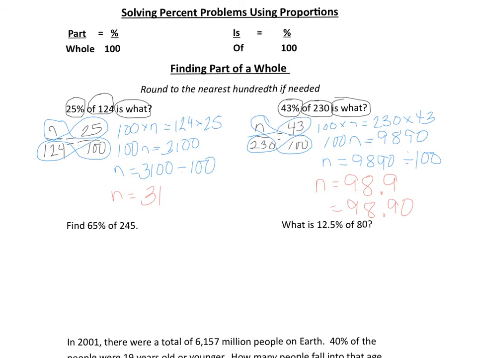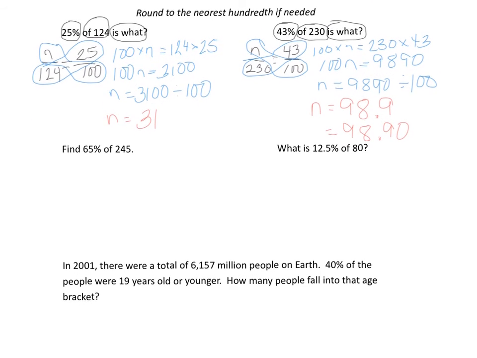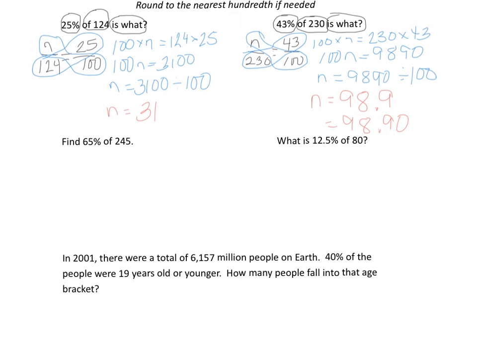The third one. Find 65% of 245. This tells us that 65% is going to go over 100 because percents are out of 100. 245 is your whole, or it's the of, so it goes on the bottom. And in this case, we're looking for the part. It didn't tell us we were finding the part, but that's the only thing that's left for us to find, so that tells us that's where the variable has to go.